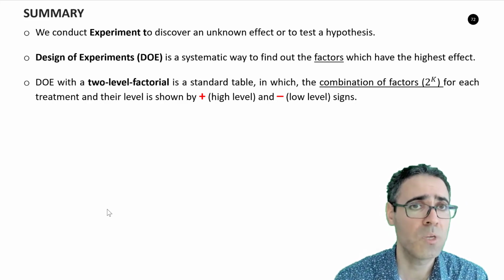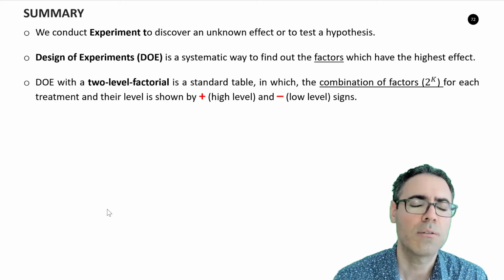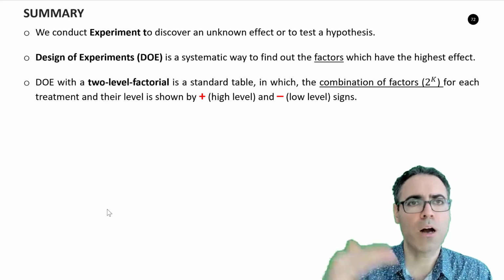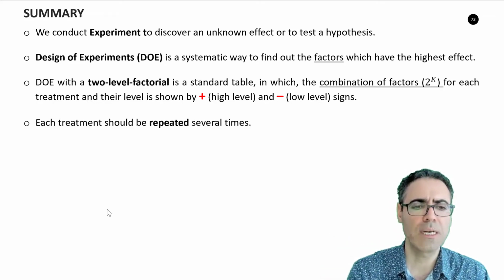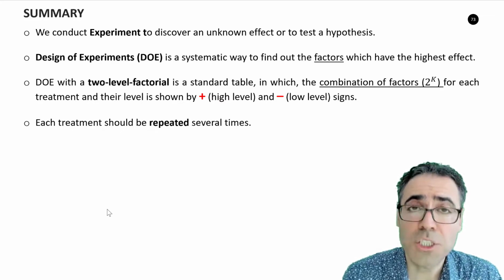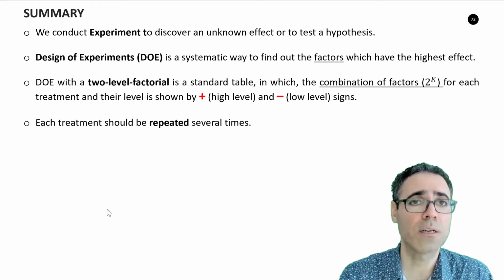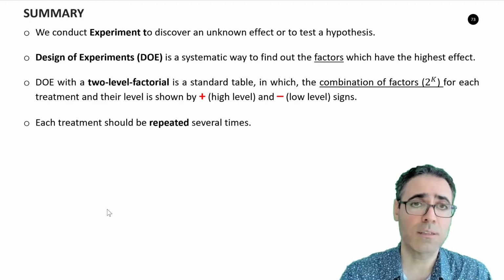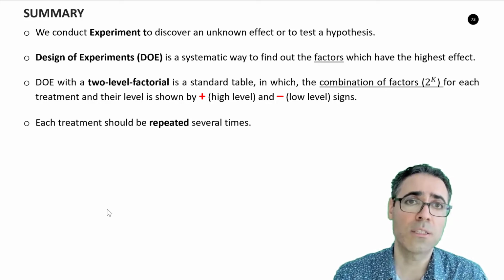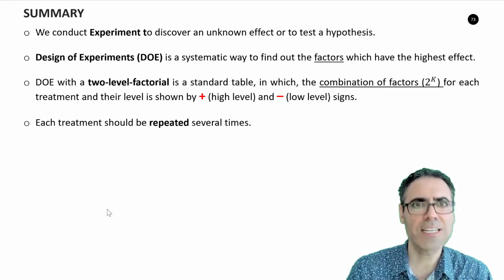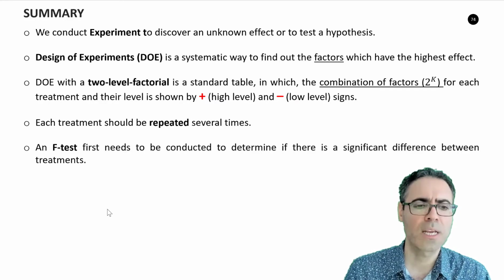And we studied in this lecture a two-level factorial test. So in total, we have 2 to the power of k combinations, where k is the number of parameters that we have. And we use plus and minus signs to show the higher or lower level. Each treatment should be repeated several times, similar to the example of the machining that you just saw. The engineer repeats the test 3 times, at least 3 times, but the more the better.